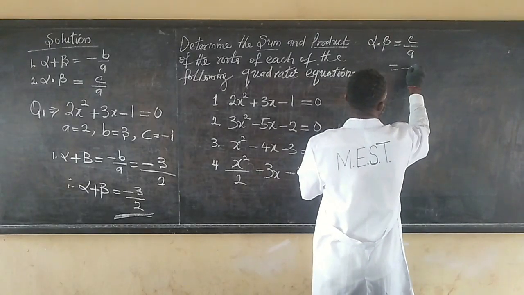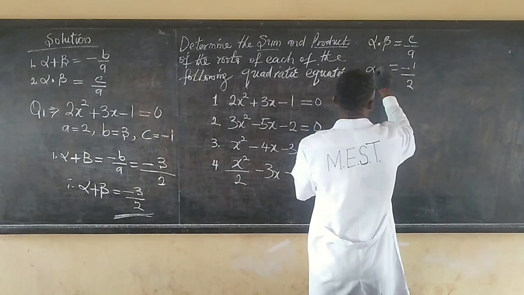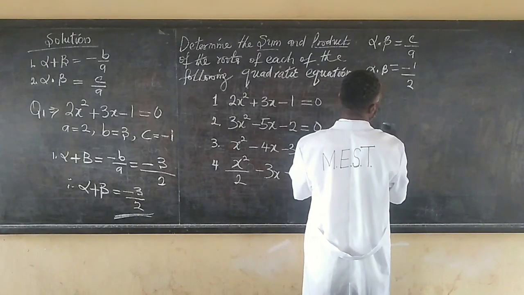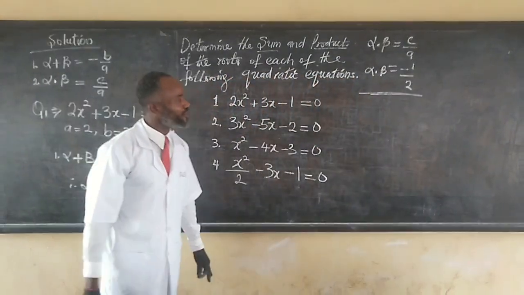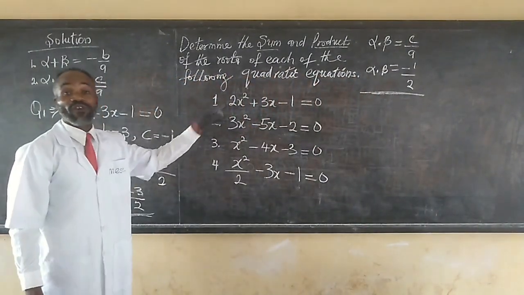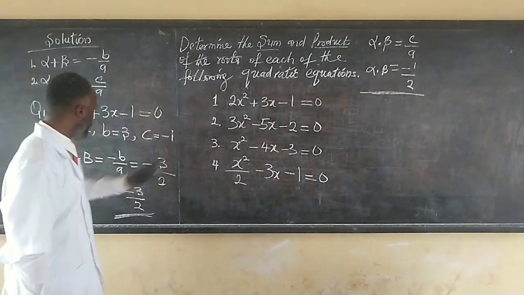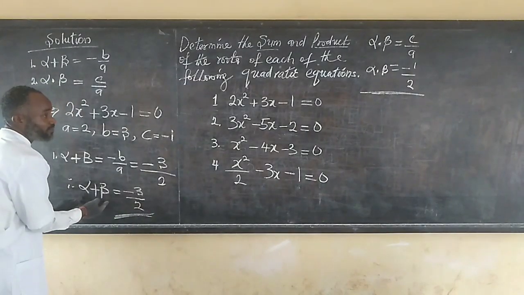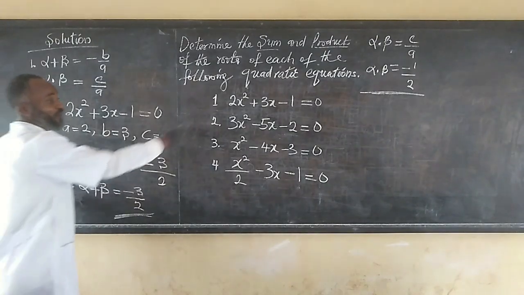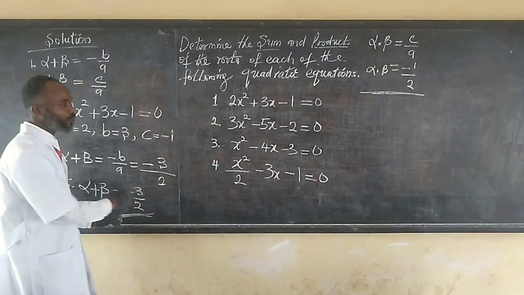Alright, our c is minus 1, our a is 2. And there's the products. Without wasting time, we have found the products of the first question. We've also found the sum of the roots of the first question's quadratic equation to be this. I repeat, the sum of roots is this. This is minus 3 over 2.